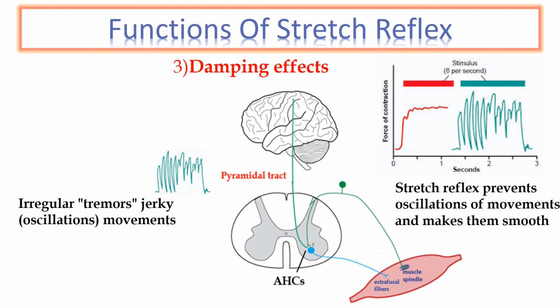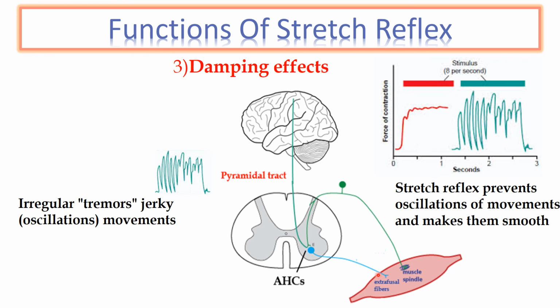What is the other function of the stretch reflex? It is the damping function. What is the damping function? For the damping function, you have to know first that when the cortex sends impulses to alpha motor neurons through the pyramidal tract, which will be explained in another lecture, to anterior horn cells, or alpha motor neurons, to contract a muscle actively, these impulses are irregular.